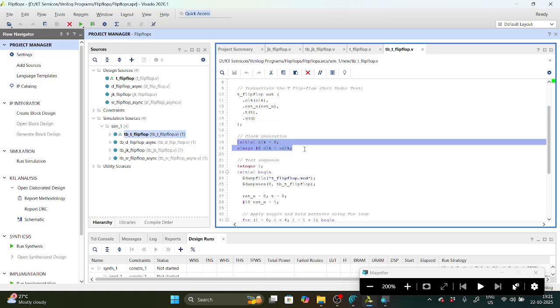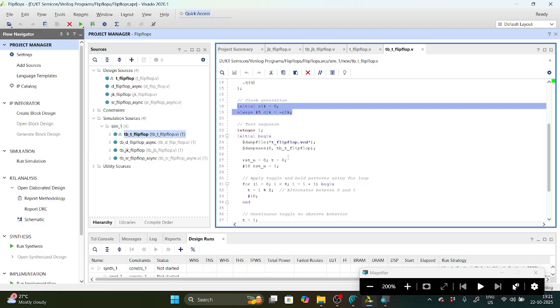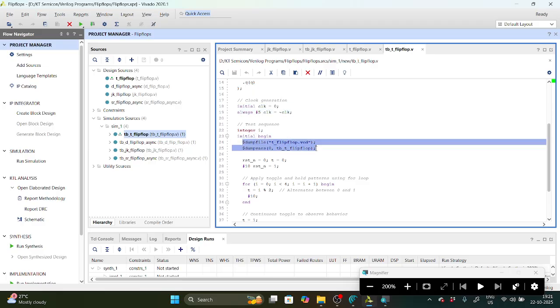This is the generation of clock, and integer i, initial begin. When you are using EDA Playground, you can use $dumpfile t_flipflop.vcd and $dumpvars. If you are using Xilinx Vivado, not required. If you want waveform in EDA Playground, you need these two header lines. Okay, and whatever the reg variables are there, I initialize to 0, and so this is resetting for 10 time units. After 10 time units, I am making reset equal to 1.